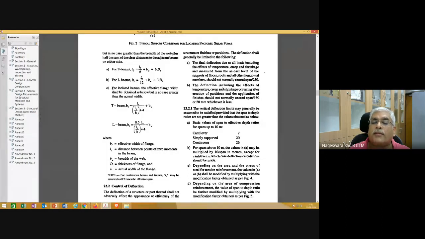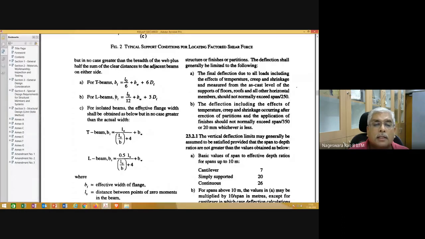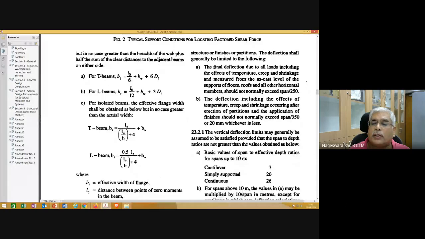And the code is also giving for isolated beams. Let me magnify. For isolated beams, suppose you have only a T section. A T beam is there. You will be seeing these isolated cases in the case of a cycle stand. Maybe in your hostel or somewhere, or any canteen, if you have some stand, or even in a bus stop, you may be seeing this. A beam with a slab on either side.